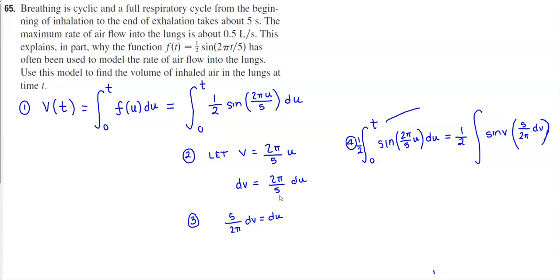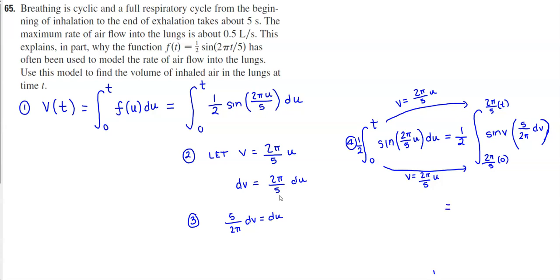Okay, and then we have to rewrite our upper and lower limits according to v. So we know that v is equal to 2 pi over 5 u. Substituting t in for u, we end up getting 2 pi over 5 times t. And same thing down here: v equals 2 pi over 5 u, and we're replacing u with 0, so this is 2 pi over 5 times 0.